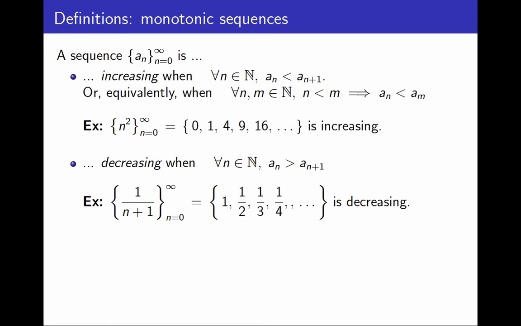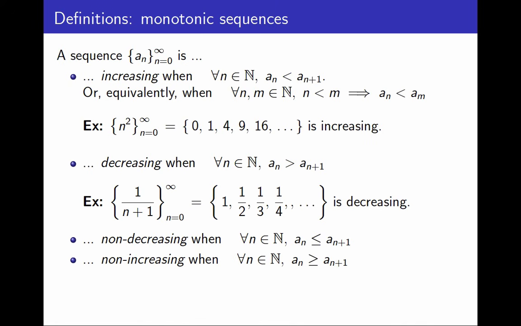I can also define the equivalent concepts with non-strict inequalities. I will call a sequence non-decreasing when every term is less than or equal to the next, and non-increasing when every term is greater than or equal to the next. For example, the sequence 1, 1, 2, 2, 3, 3, 4, 4, 5, 5, and so on is non-decreasing. Notice that every increasing sequence is also non-decreasing, but the converse is not true. And finally, I say that the sequence is monotonic when it is any of the above. Monotonic is an umbrella term.